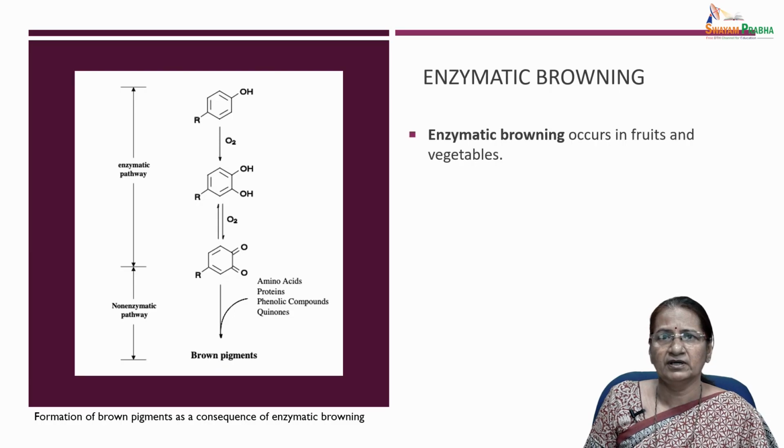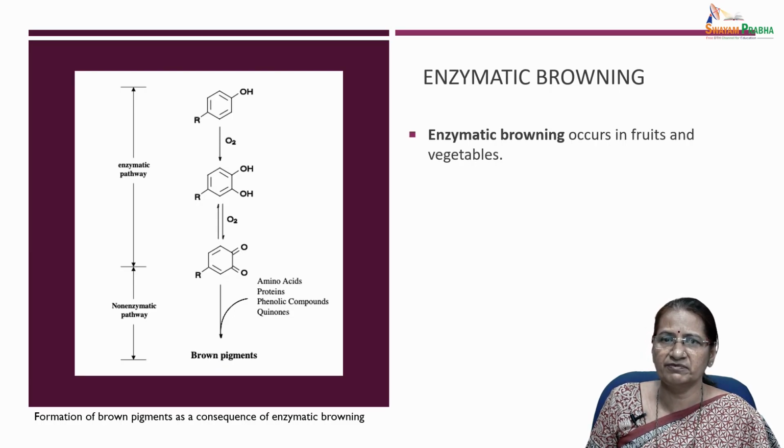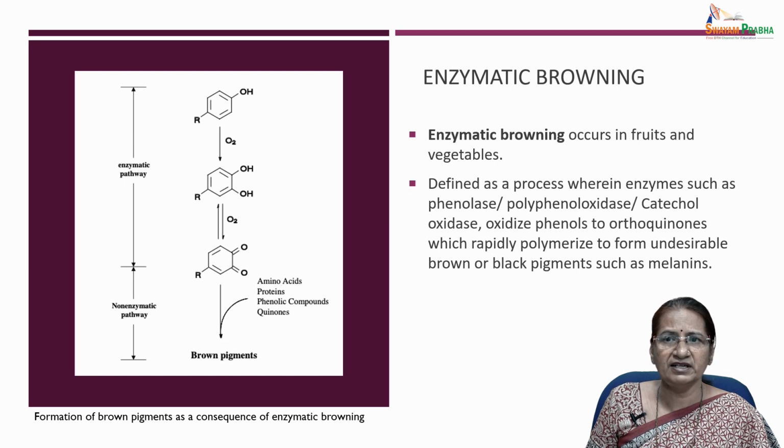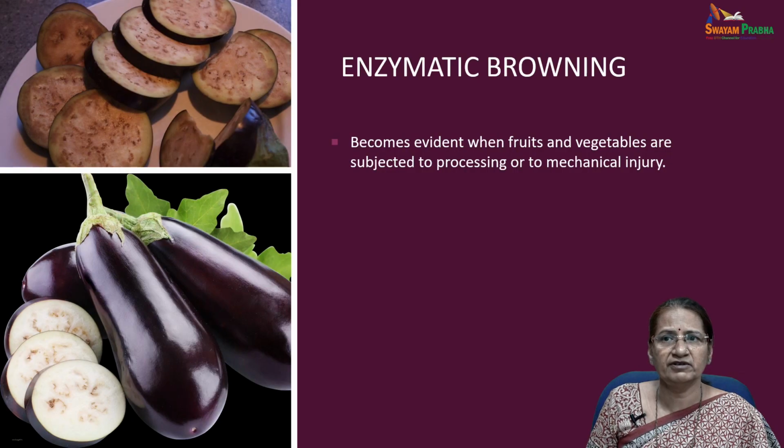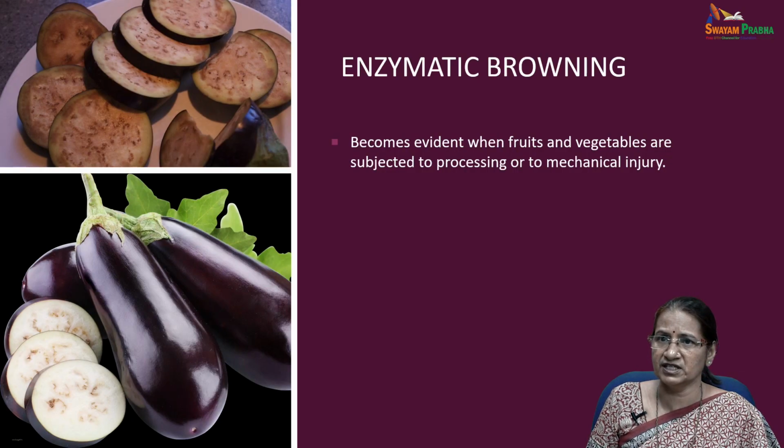Enzymatic browning. Now, the enzymatic browning occurs in fruits and vegetables, and it is defined as a process wherein enzymes such as phenolase, polyphenol oxidase, catechol oxidase oxidize phenols to orthoquinones, which rapidly polymerize to form undesirable brown or black pigments such as melanins. Process takes place in the presence of oxygen. It becomes evident when fruits and vegetables are subjected to processing or to mechanical injury.